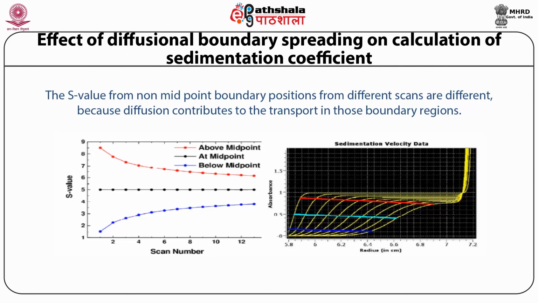Now we can see the effect of diffusional boundary spreading on the calculation of the sedimentation coefficient. The S value of the non-midpoint boundary position from different scans is different because diffusion contributes to the transport of those boundary regions. That's why you can see here the scan number versus S value at above midpoint, at midpoint and below midpoint; there are chances of diffusion, so you can get different kinds of curves. So the diffusion boundary spreading can be considered for the calculation of the sedimentation coefficient, and that sedimentation coefficient is utilized for the calculation of the molecular mass of biological molecules.